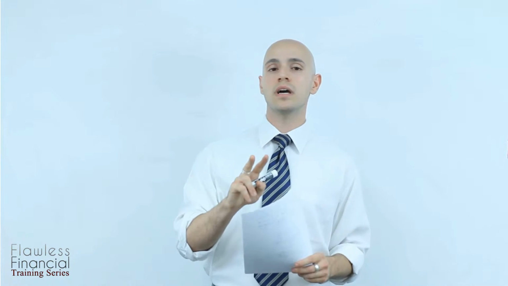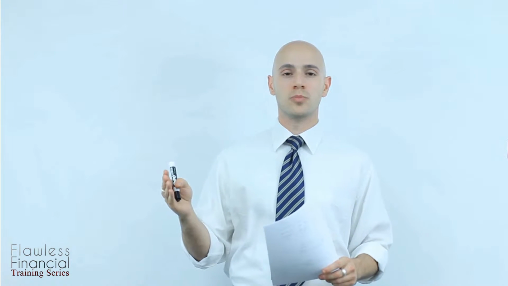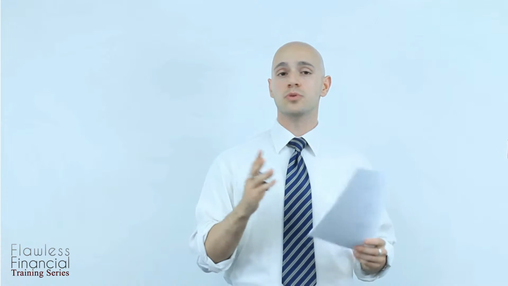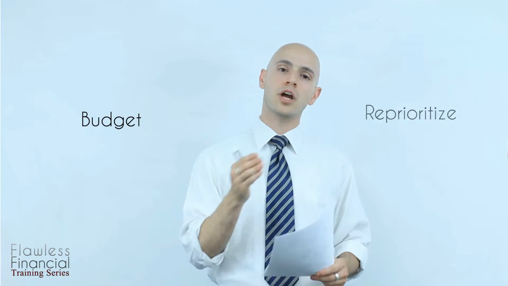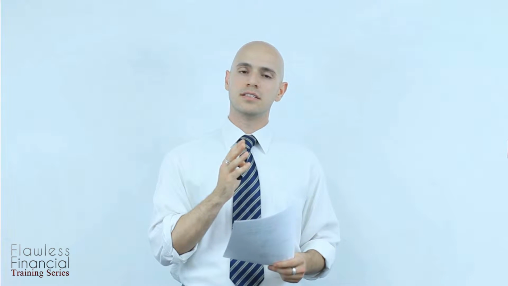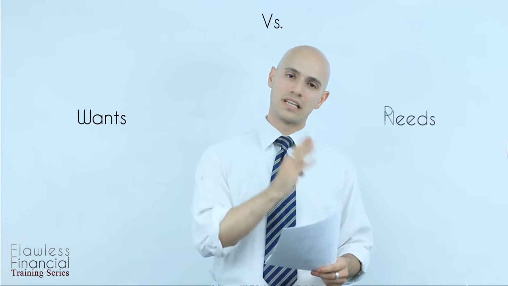Alright, so let's talk a little bit about income analysis. There are two ways that you can add more to your bottom line at the end of the month. The first one is super simple: you've got to make more money. The second one is to budget and reprioritize your spending. It's that common old saying, you've got to distinguish between your wants and your needs in life.